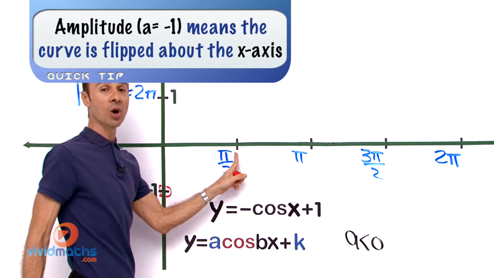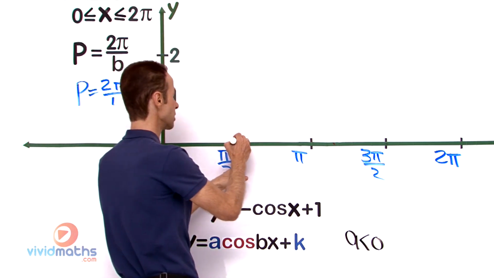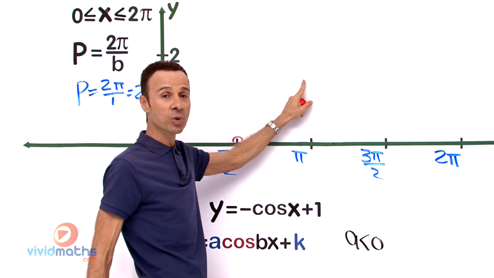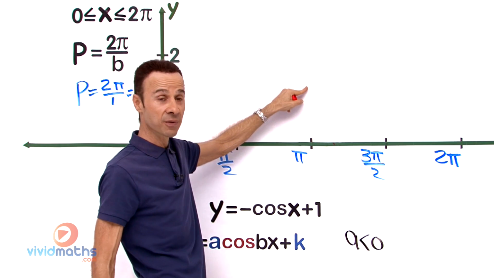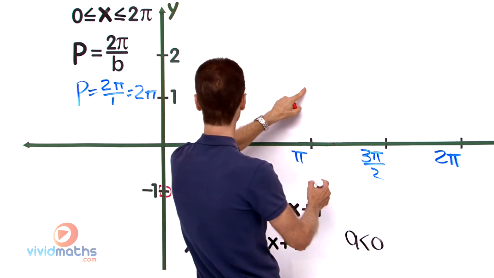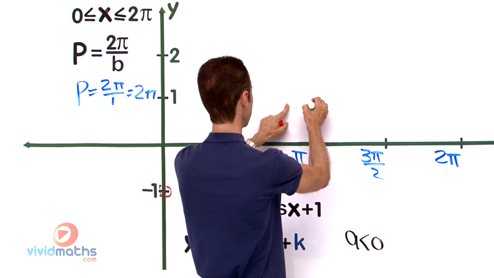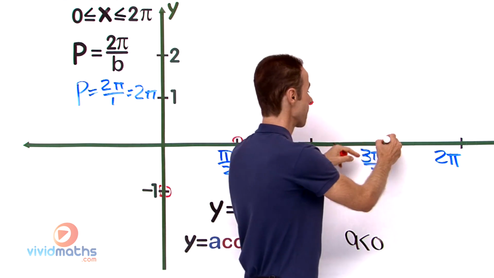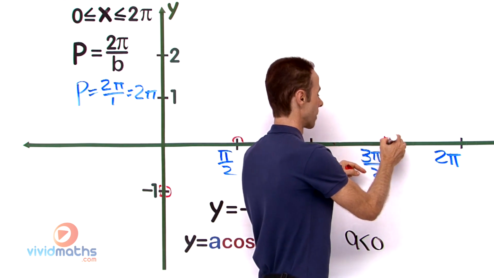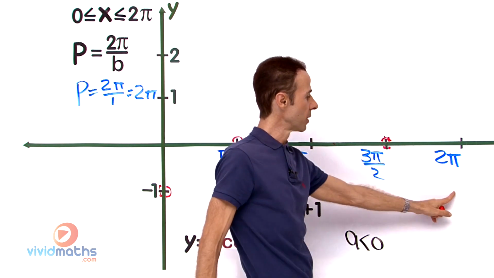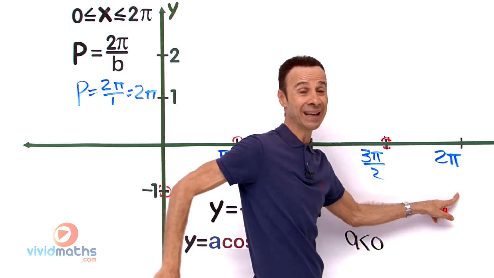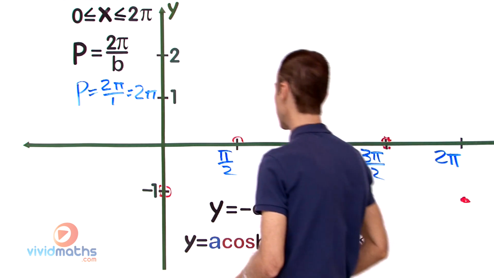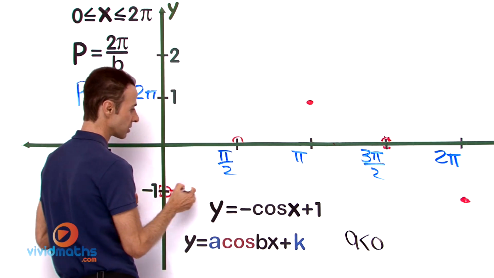Then cosine of pi on 2 is 0, so that doesn't change. Then cosine of pi will give you a negative value, but we're going to go positive because of the negative already here. So it should be right here, pi, 1. There's our point pi, 1. Then 3 pi on 2 will give us 0 again. And finally, 2 pi will give us negative 1 because we have a negative cosine. So that'll be negative 1, approximately there. So the curve is going to look something like this.